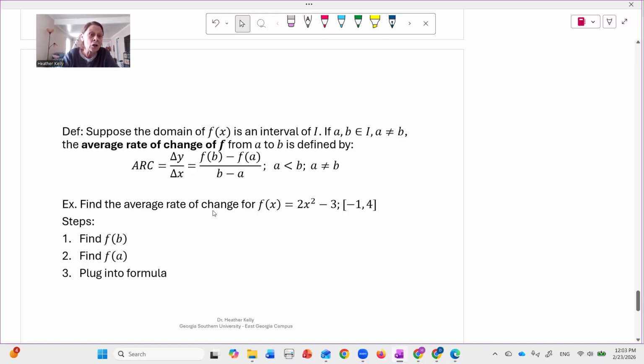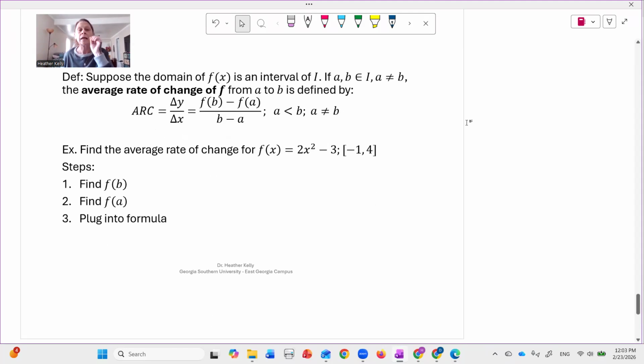Okay, I know this has been a lot of concepts. We're on the last concept this week. Last concept for the week. There'll be plenty of concepts next week, but this is the last one here. Let's get going. Suppose the domain of f of x is an interval I. If a and b are elements of I and a is not equal to b, then the average rate of change of f from a to b is defined by this definition.